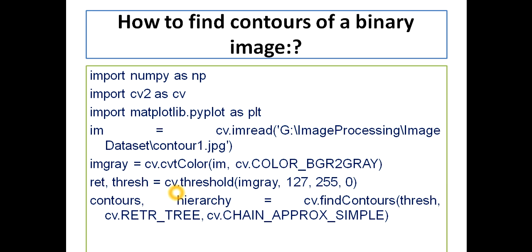Then ret, thresh equals cv.threshold(imgray, 127, 255, 0). And I hope you all know what we are doing with these statements. Obviously we are trying to threshold the image. Now contours, hierarchy equals cv.findContours, thresh, that is the thresholded version, comma cv.RETR_TREE, comma cv.CHAIN_APPROX_SIMPLE. So these three parameters are passed to the function findContours.